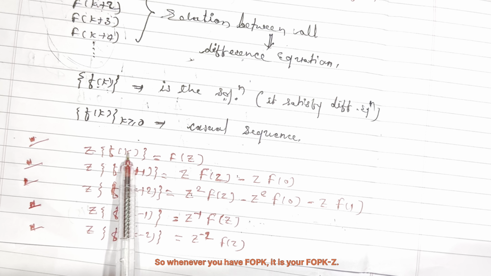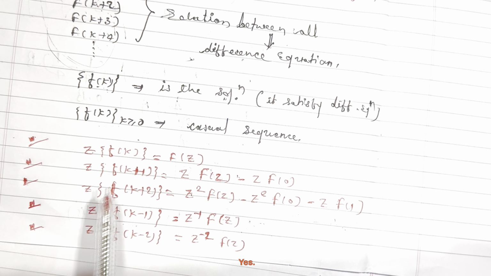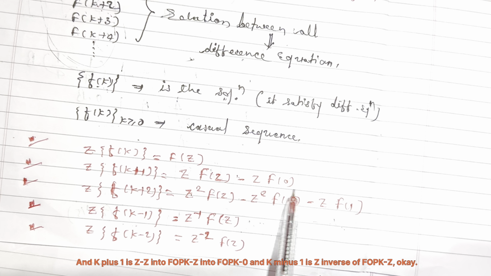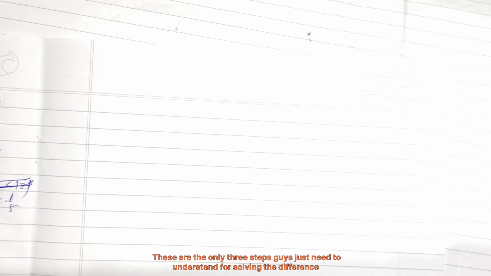So whenever f of k, it is f of z. This is the regular term, you know. And k plus 1 is z into f of z minus z into f of 0, and k minus 1 is z inverse f of z. Remember this one, it is way easier to remember. So we go for the steps. What are the steps we need for solving the difference equation? I'm going to explain all these 3 steps. These are the only 3 steps, guys.